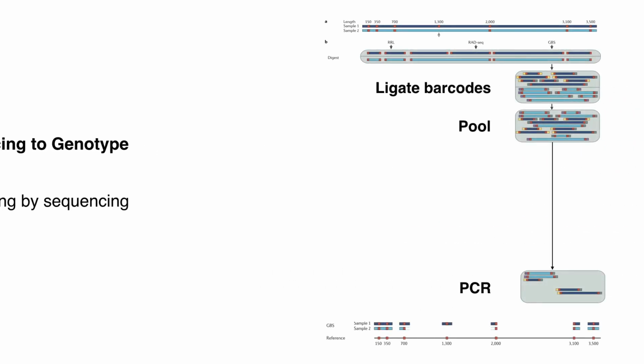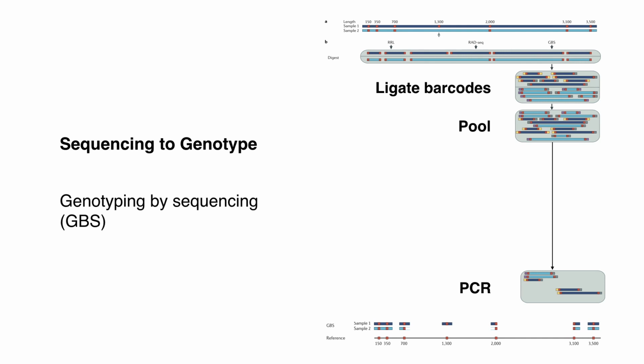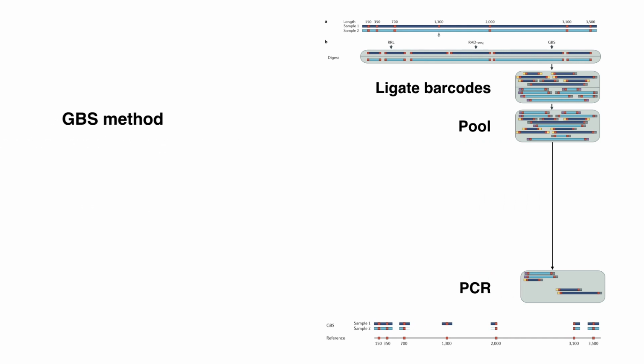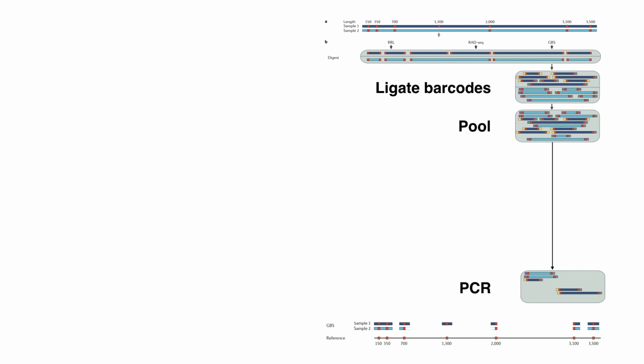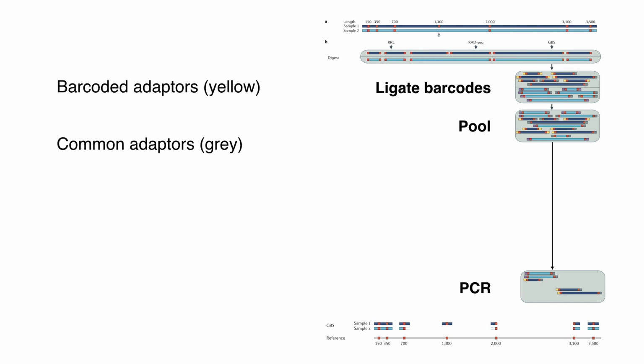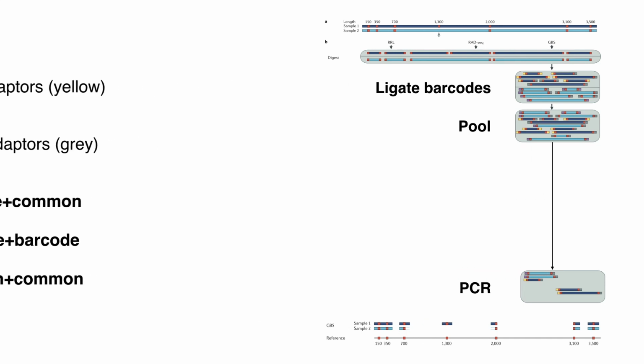Finally, genotyping by sequencing, or GBS. This method uses restriction enzymes coupled with DNA barcoded adapters to reduce complexity. GBS can simultaneously perform SNP discovery and genotyping with or without reference genome sequences. Barcoded adapters, here shown in yellow, and common adapters, here shown in gray, are ligated to digested fragments, producing fragments with barcode plus common, barcode plus barcode, and common plus common adapter combinations.